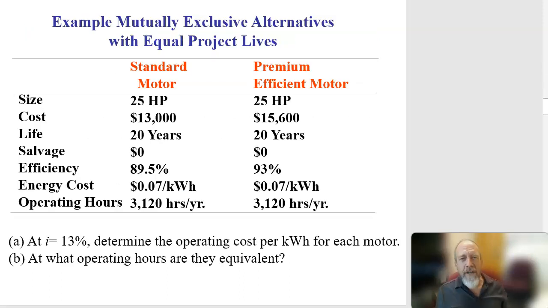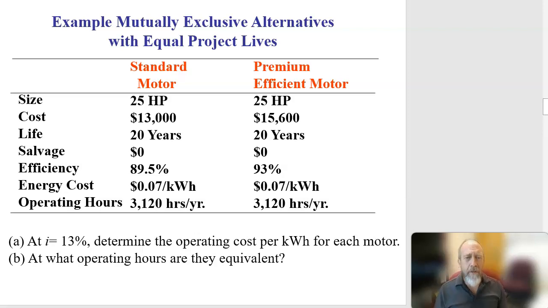So let's look at an example. Two motors, 25 horsepower motors. Basic motor costs you 13 grand. The premium motor costs you 15,600. They're both 25 horsepower. They both last 20 years. They both have 0 salvage. One's more efficient than the other. Power costs the same. Operate them the same number of hours. Well, one's more expensive up front, but it's more efficient.